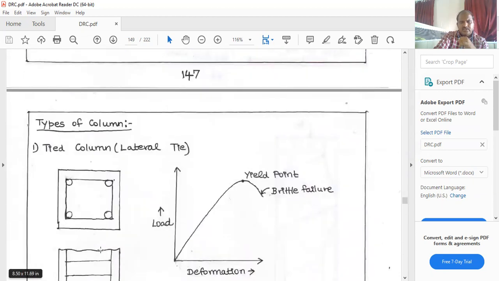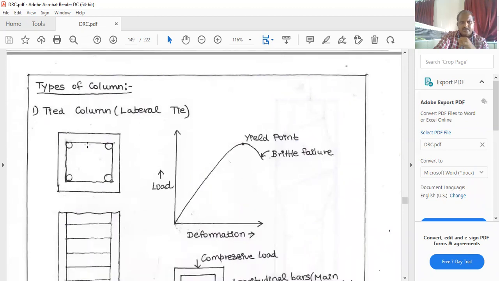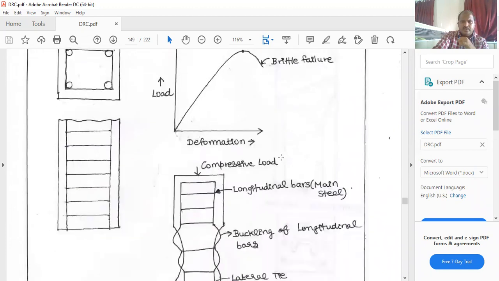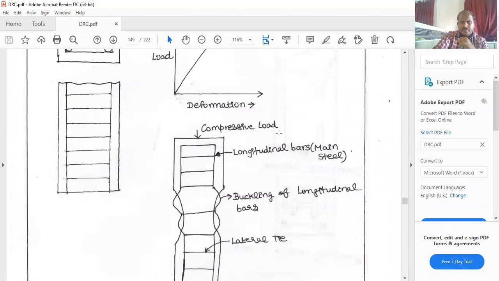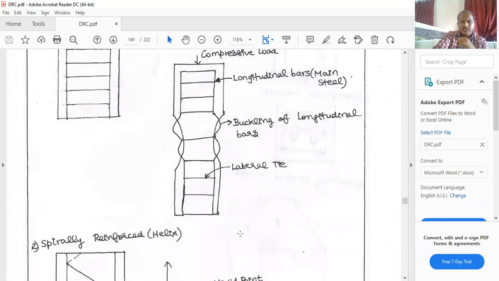So next one, there are various types of column. We have to see them one by one. The first column is the tied column, that is, lateral tie. These are some pictorial examples of the tied column, and this one is the stress distribution diagram. The y-axis is load and the x-axis is deformation, yield point and brittle failure. And the next one is compressive load, longitudinal bars, buckling of the longitudinal bars, lateral tie.